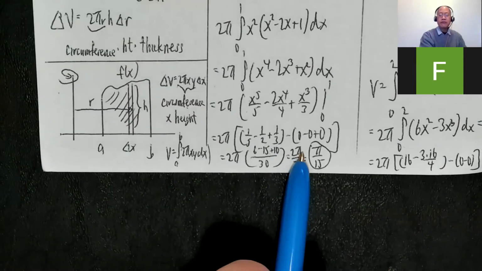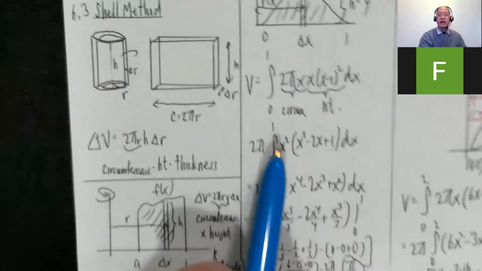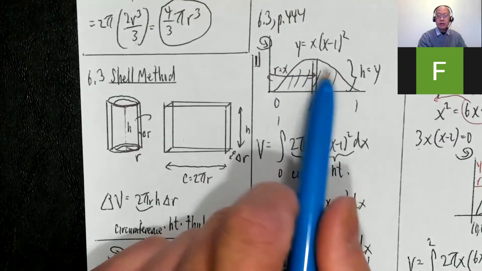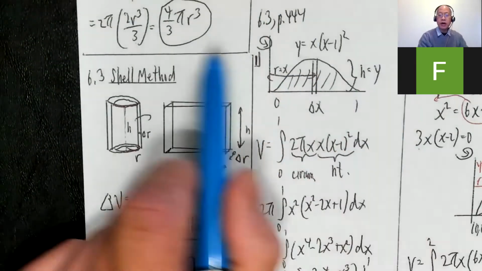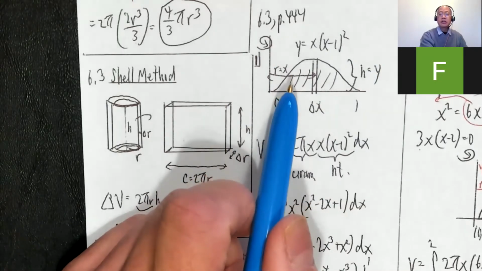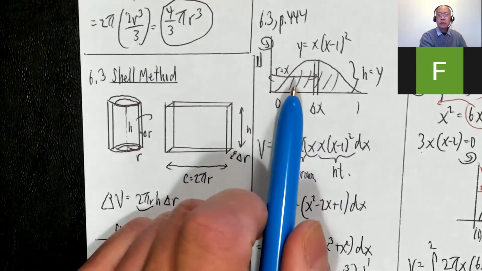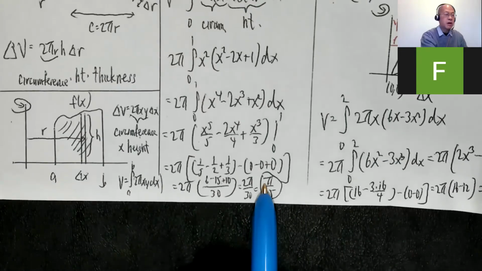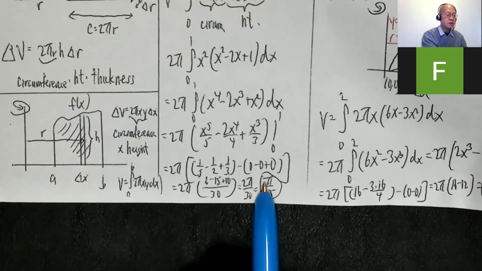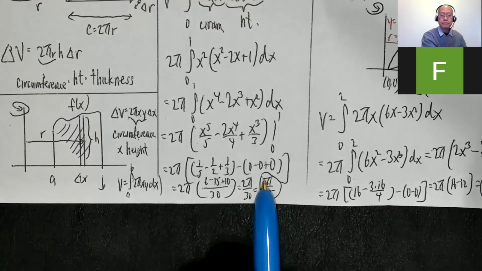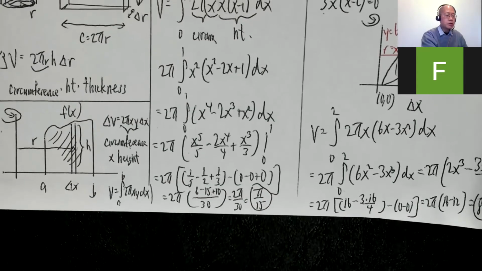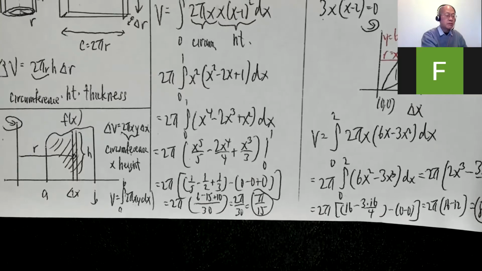Okay, what is that pi over 15? That's the volume I get when I take this funny shape and spin it about the y-axis. It generates this three-dimensional picture, and the volume is pi over 15. All right, so I'm going to show you a bunch more of these kinds of problems.